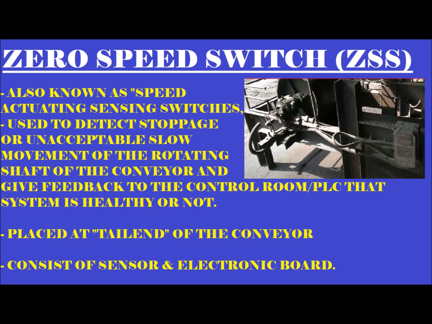Next we'll come to the ZSS, that is zero speed switch. Point number 1, ZSS are also known as speed actuating sensing switches, that can be asked in the interview. Point number 2, ZSS are used to detect stoppage, whether the system or the belt is in running or stop condition, or unacceptable slow movement of the rotating shaft of the conveyor. And it gives feedback to the control room, that is the PLC, on whether the system is healthy or not. That is the second important point.